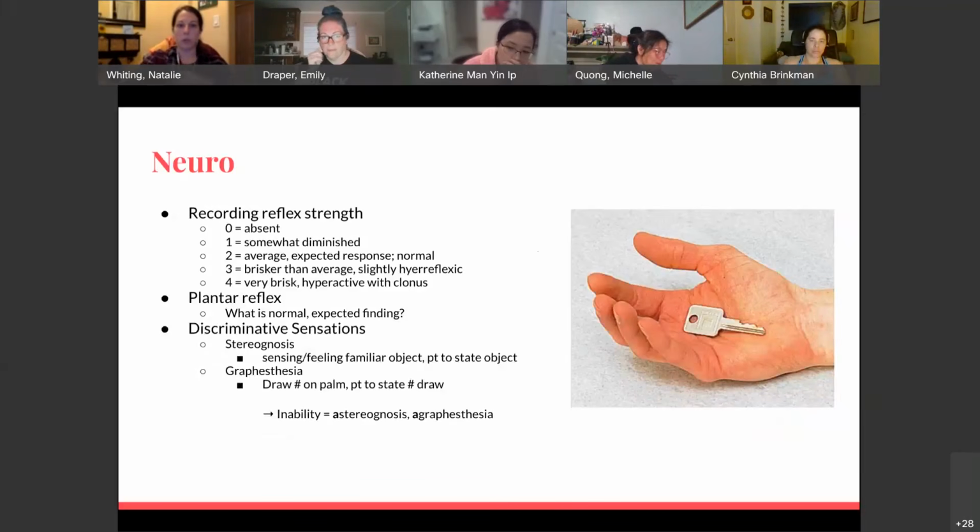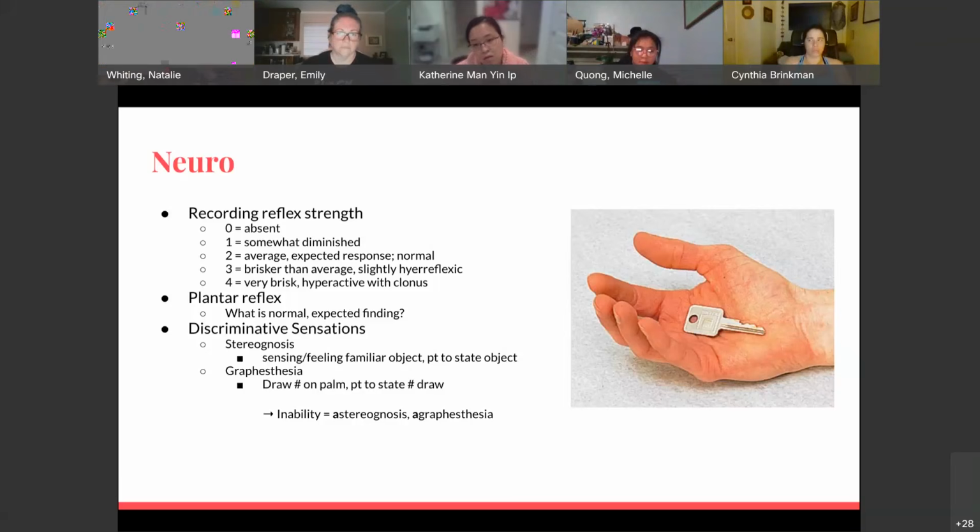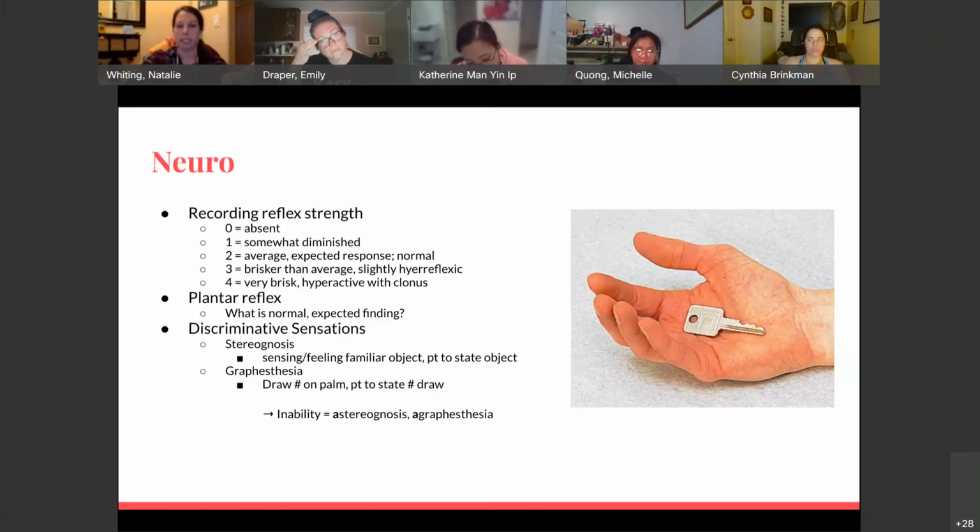So we want to record reflex strength. This is recorded on a 0 to 4 scale, and it's also looked at with musculoskeletal. Sorry, I forgot to mention that with musculoskeletal earlier. So we do 0 to 5 as far as their strength levels, right? For neuro, we do 0 to 4 as far as their reflexes.